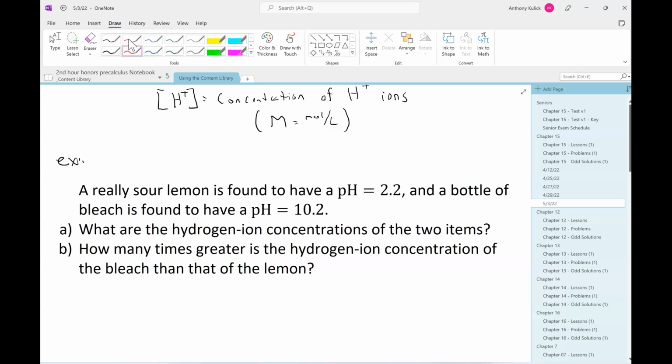All right, we have a really sour lemon that is found to have a pH of 2.2. And a bottle of bleach is found to have a pH of 10.2. What are the hydrogen ion concentrations of the two items?